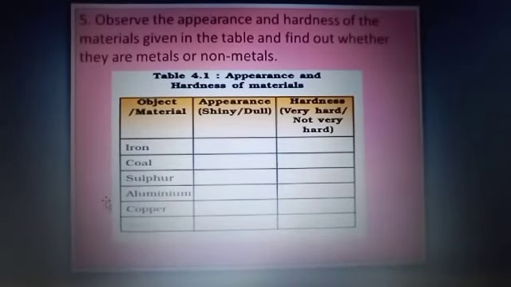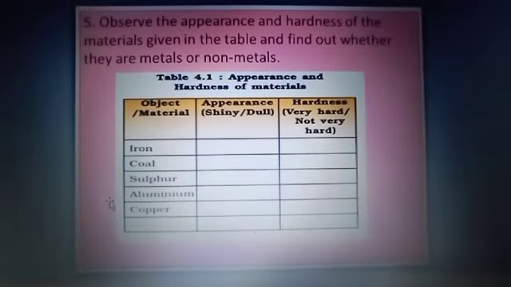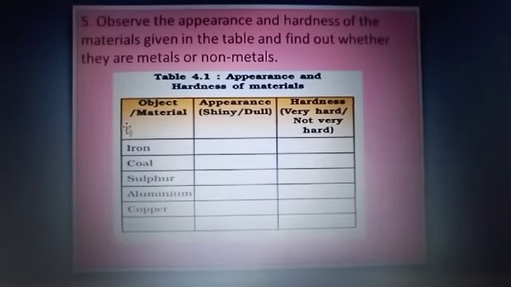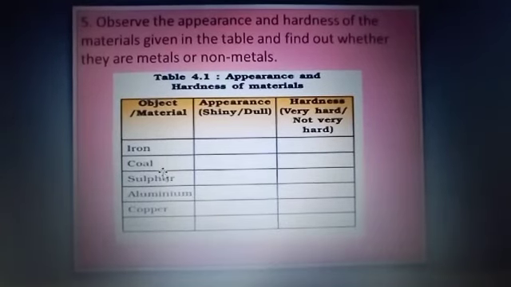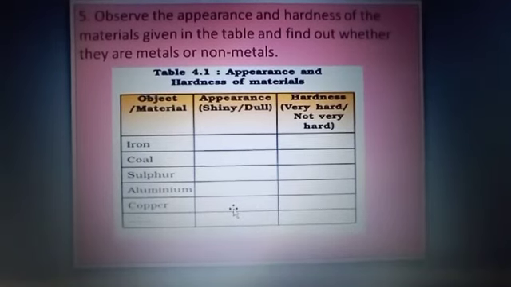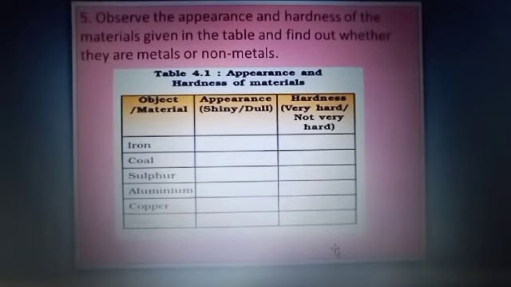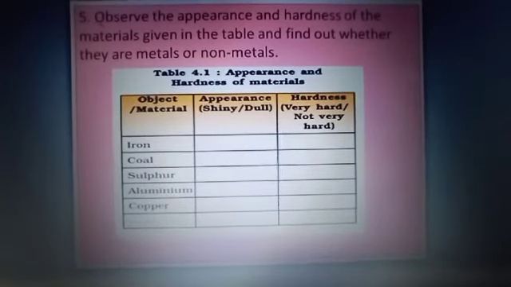Here, question number five. Observe the appearance and hardness of the materials given in the table and find out whether they are metals or non-metals. So here, this is from your textbook. It is a textual question. From your table 4.1, appearance and hardness of materials. So here you see objects and materials are given. And here you have to write down the appearance, whether they are shiny or dull. And then here in this box, you have to write the hardness. Like if it is metal, it will be hard. If it is non-metal, it will not be very hard. And here, please make one more column and write whether it is metal or non-metal.